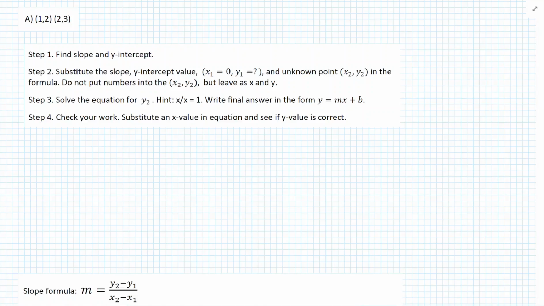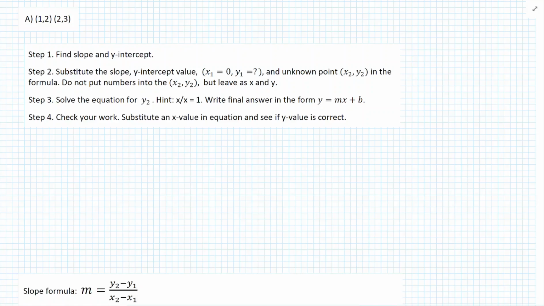Welcome. We're going to be working on problem 2a. The instructions are, given the following points, find the equation of the line in slope-intercept form.